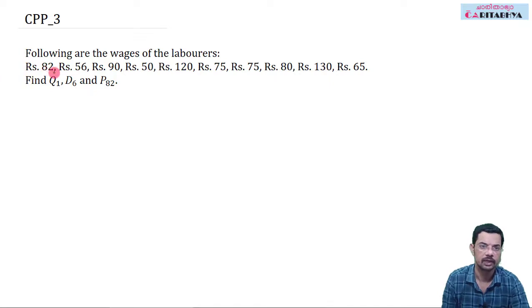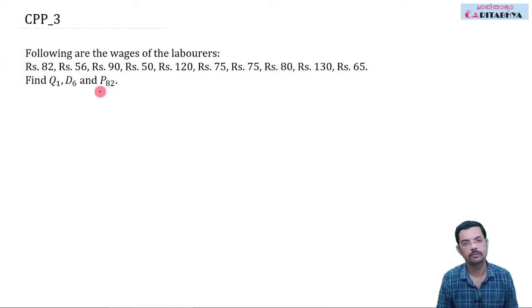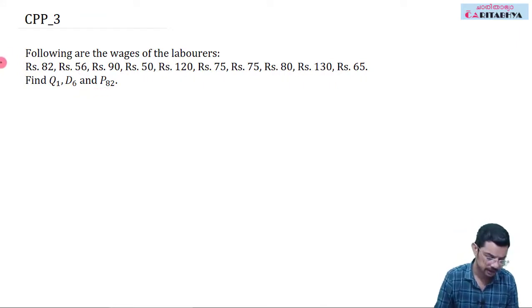Okay. So following are the wages of the laborers: 82, 56, 90, 50, 120, 75, 75, 80, 130 and 65. So how to find the first quartile or the decile or the percentile? To find partition values, the first step is to arrange the data. Let us arrange the data in ascending order.